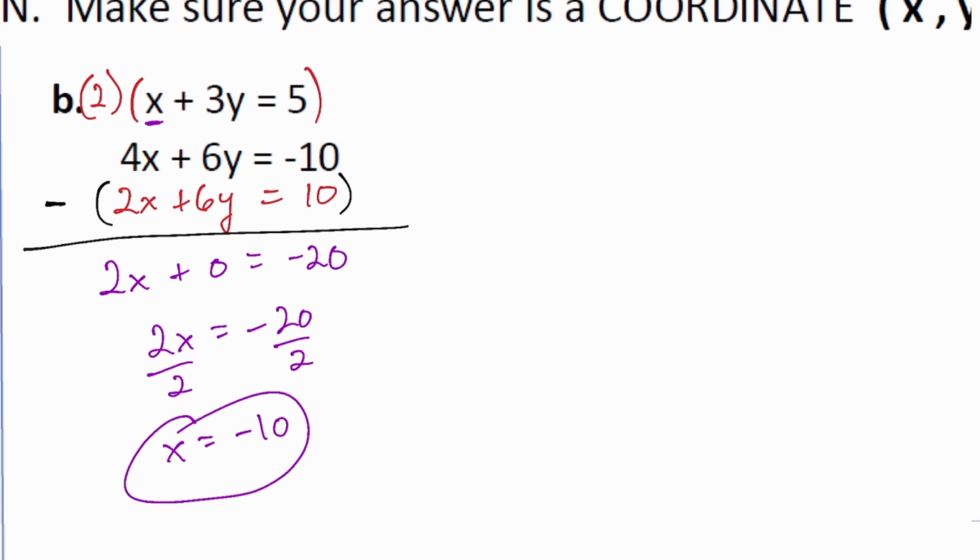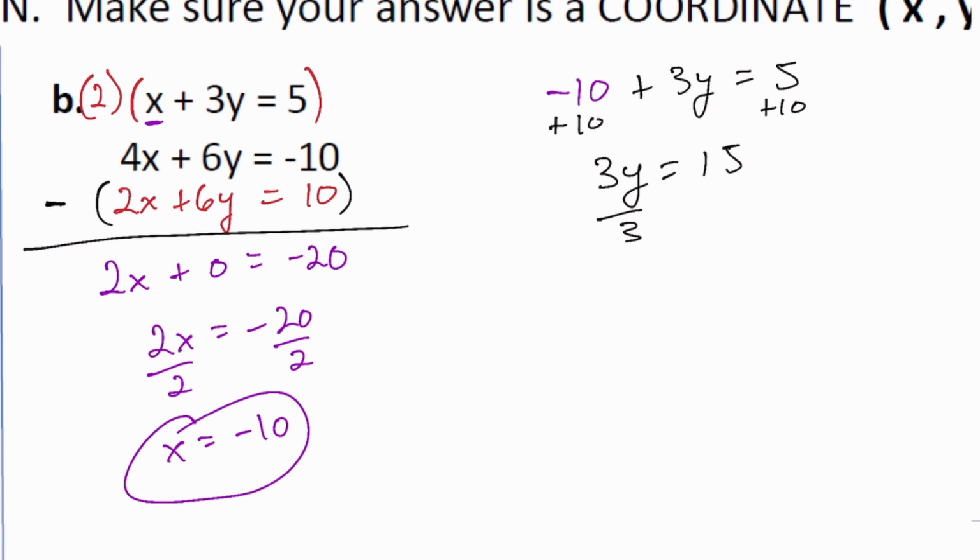So let's do that. I'm going to say negative 10 plus 3y is equal to 5. If I add 10 to both sides, I'm going to get 3y is equal to 15. Again, that's adding 10 to each side there. And then I'm going to have to divide by 3, and that gives me y is equal to 5. So my final solution in this case is going to be (-10, 5).